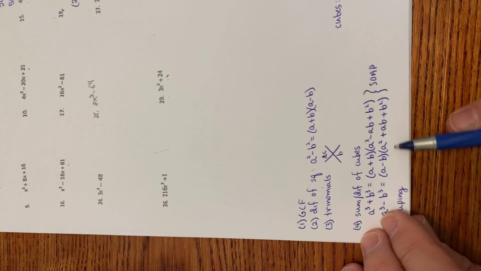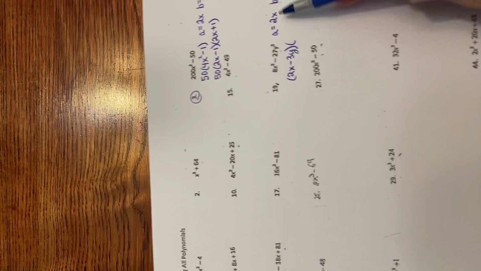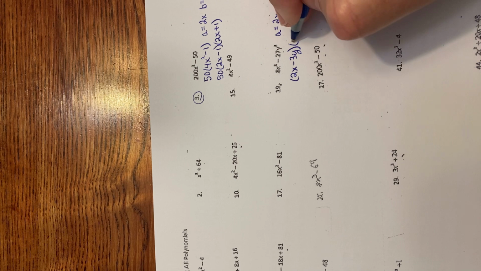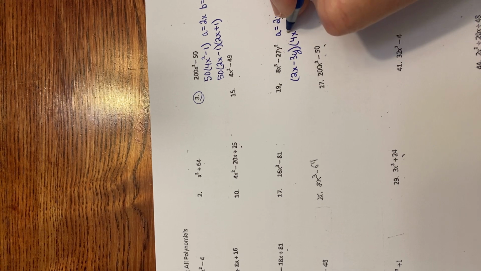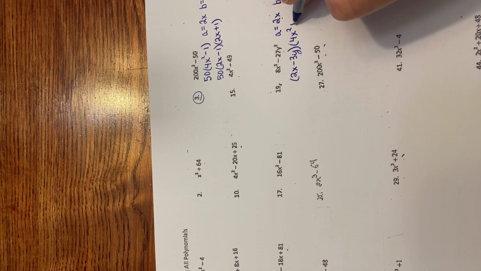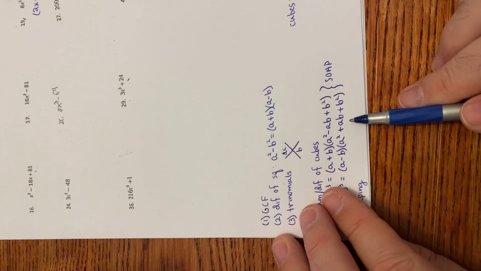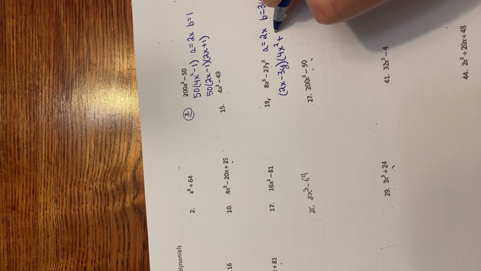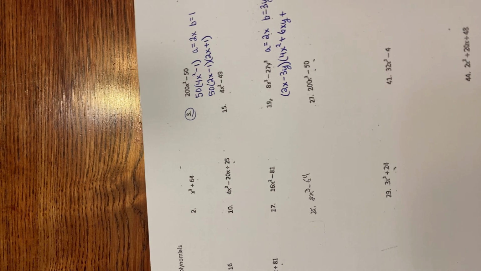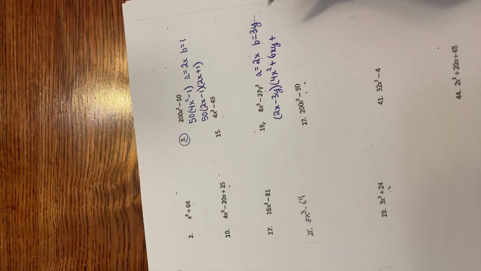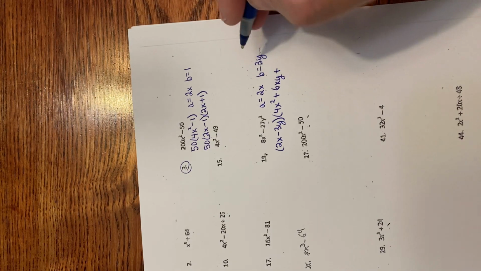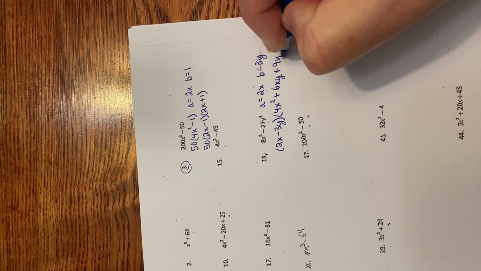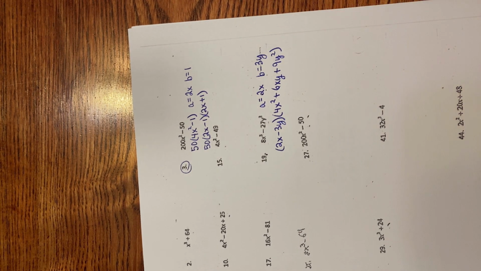Okay, so a minus b times a squared, so a times a would be 4x squared. Remember your SOAP, same opposite. The next term is a times b, 2x times 3y would be 6xy, always positive. And the last term is b squared. So if you square 3y, you would get 9y squared. So that's a sum, or in this case, a difference of cubes.